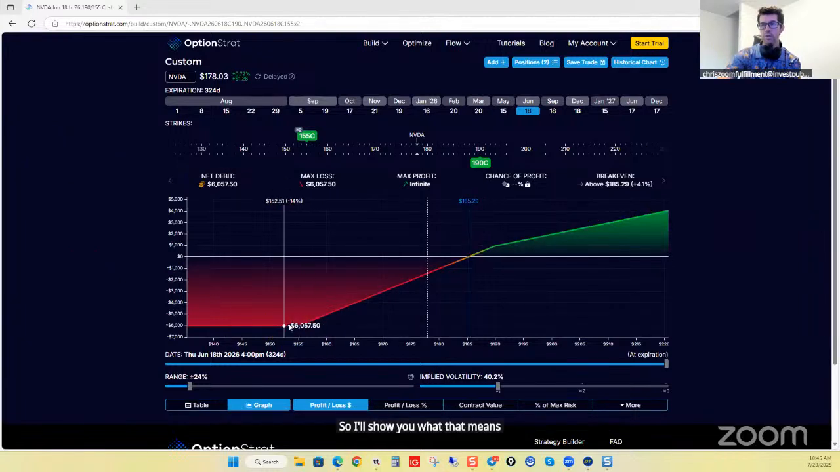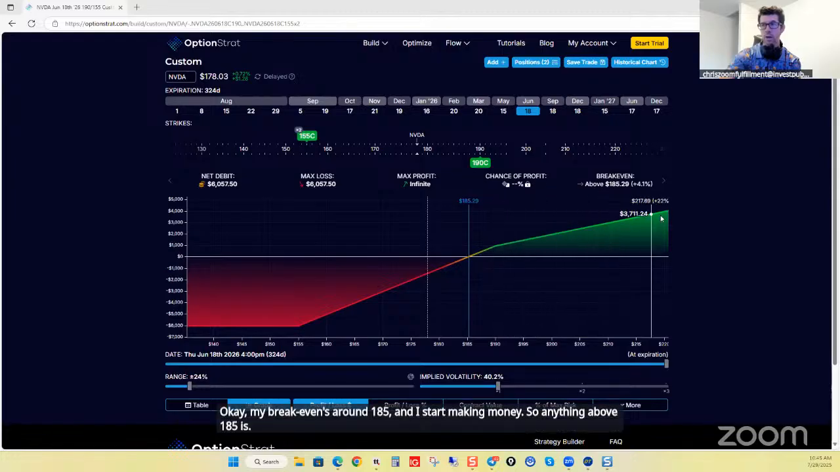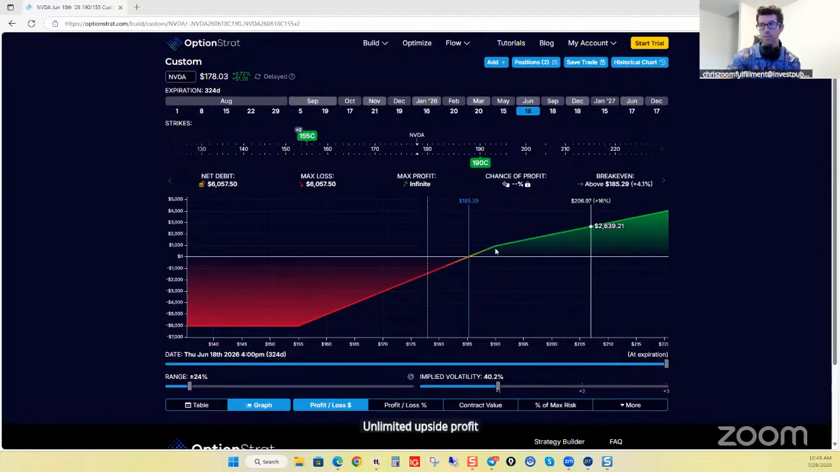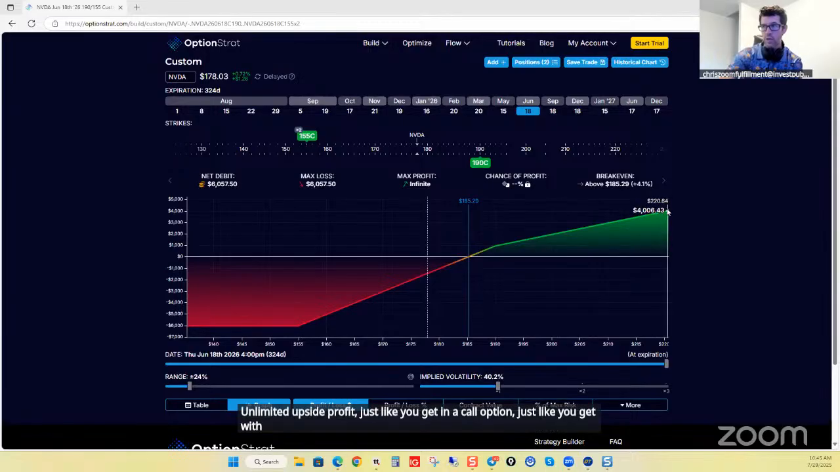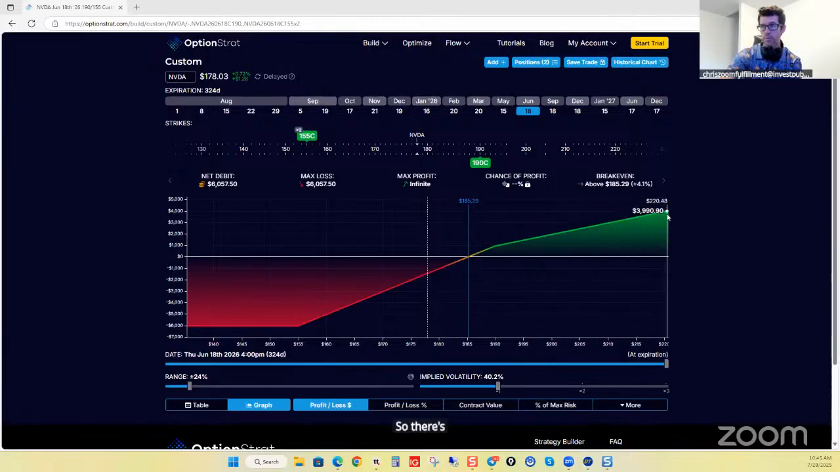So the zebra trade, the most I can lose here is $6,100. But if price goes up, my break-even point is the debit that I pay. So we're trading around 178. I need price to go up and cover the cost of my trade. Okay, my break-even is around 185 and I start making money. So anything above 185 is unlimited upside profit, just like you get in a call option, just like you get with the price appreciation of the stock going higher. So there's plenty of capital to be made.